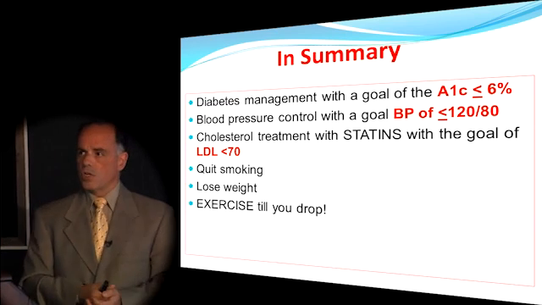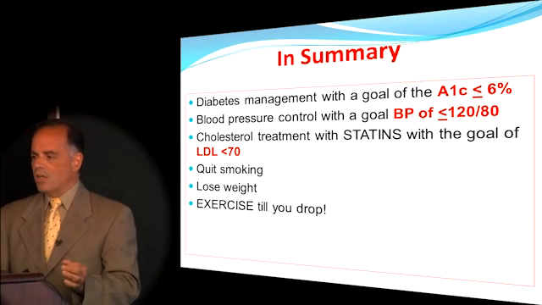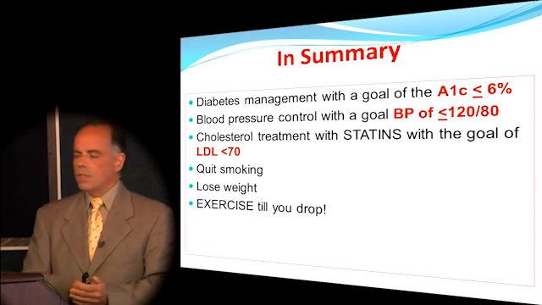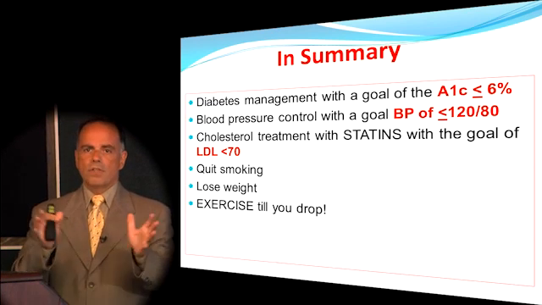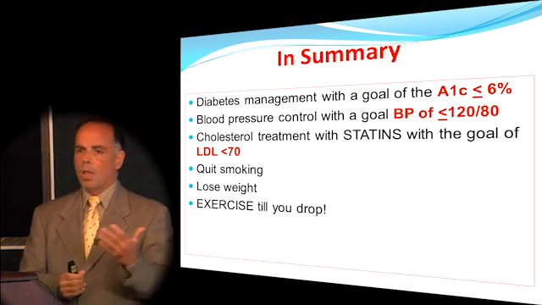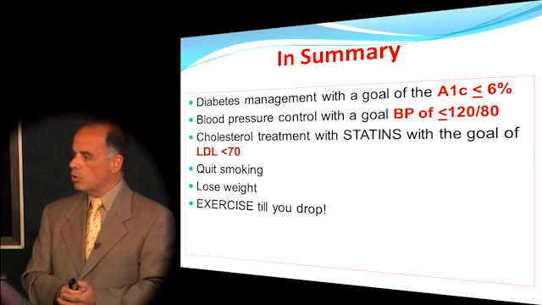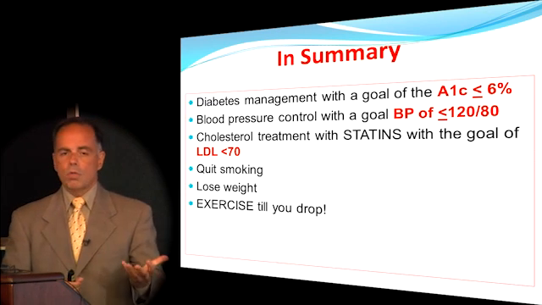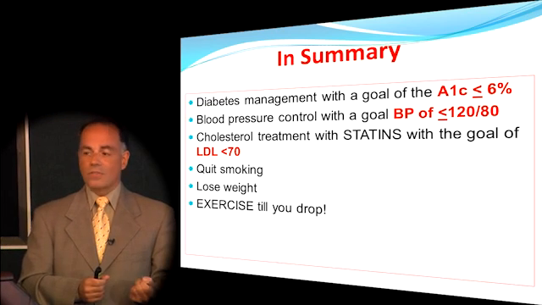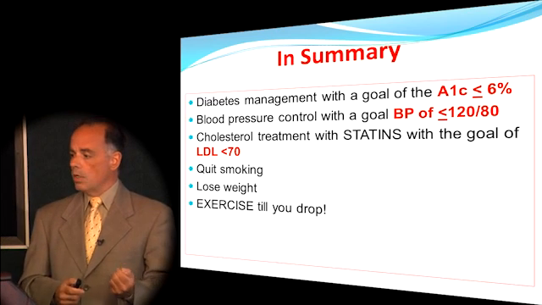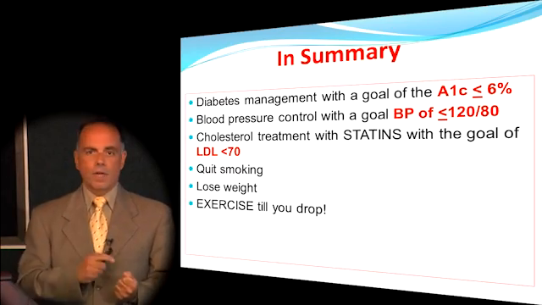So in summary, we're finishing up here. Diabetes management, you need a goal of an A1C less than 6%. You want to be a little bit more generous, 6 to 7%. We'll keep it at that. Your blood pressure needs to be controlled, under 120/80. Your cholesterol will need to be controlled with statins, with a goal of LDL under 70. You need to quit smoking, you need to lose weight, and you need to exercise until you drop.